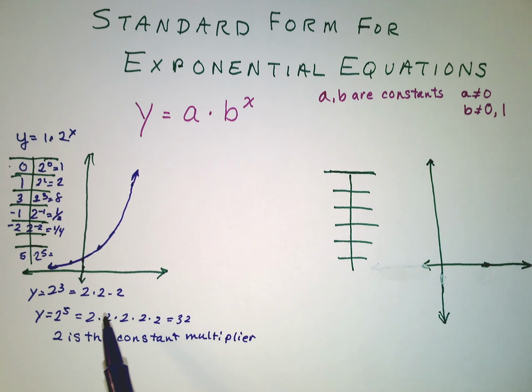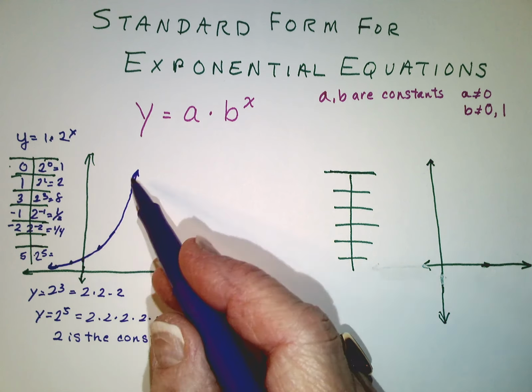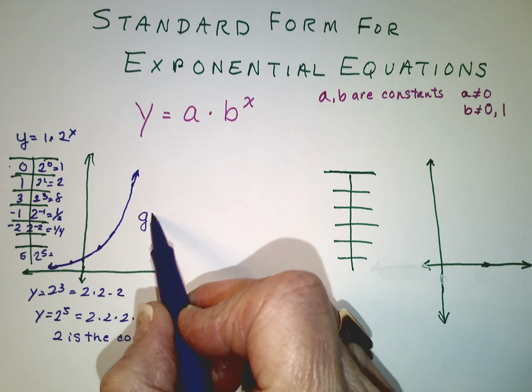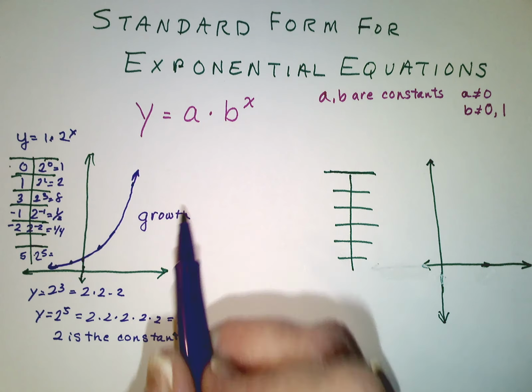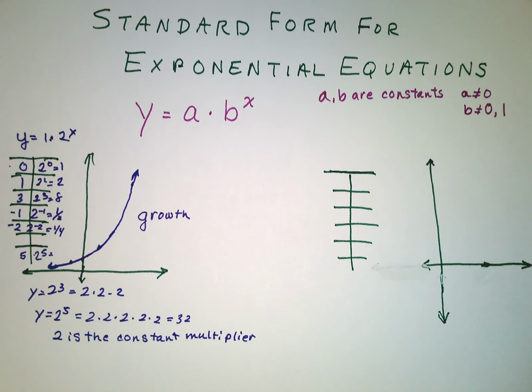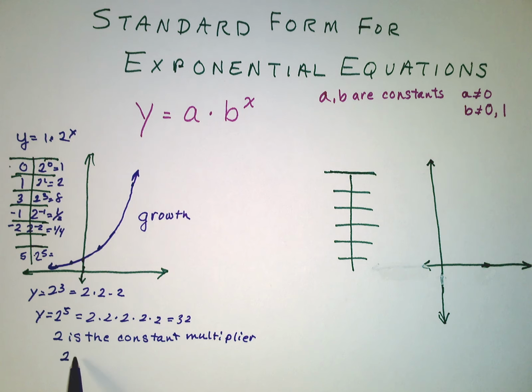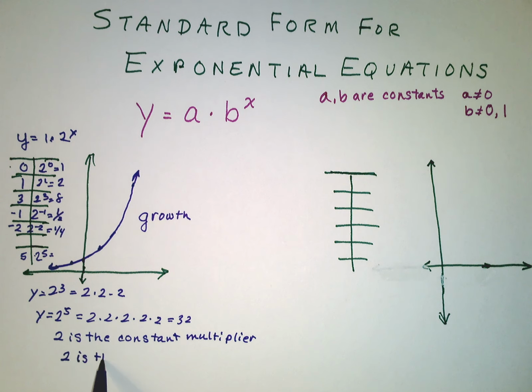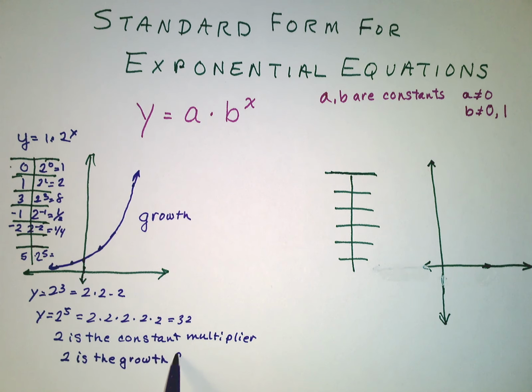And because we are multiplying always by a number that's bigger than 1, the graph keeps getting larger. And this is the exponential growth model, which you looked at in the last lesson also. So in this case, 2 would be the growth factor. Because it's what is being multiplied all the time.